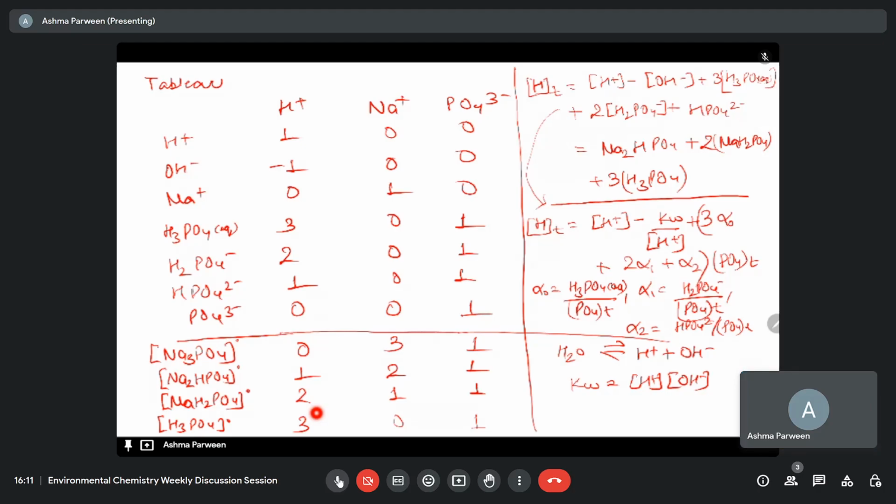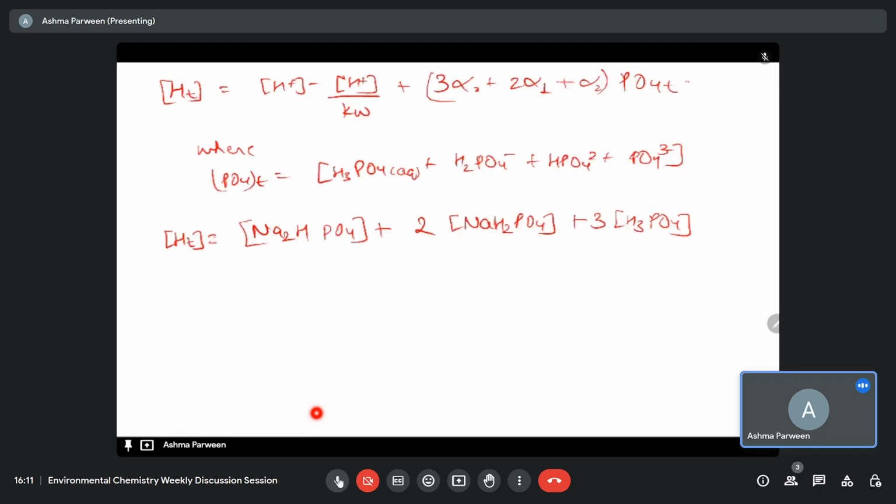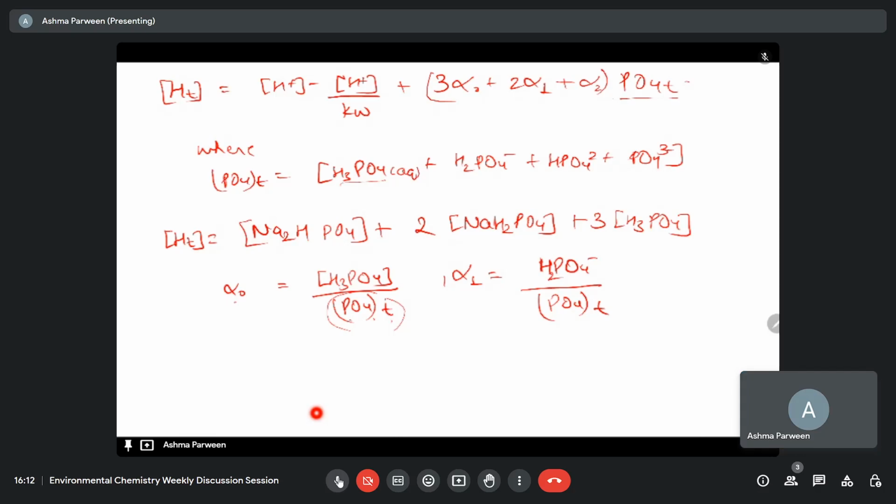So alpha 1 and alpha 2, we have to put in place of the value of H3PO4. We write alpha naught, it is the ratio between H3PO4, that is the most deprotonated form, and the total acid concentration. Similarly, alpha 1 is H2PO4 minus and total concentration. So if we want to replace H3PO4, then we will write alpha naught into PO4 total concentration of the acid. That's why I have multiplied it all with PO4 total. Right. But whenever the question asks you to find the pH, how can we find out the pH value?